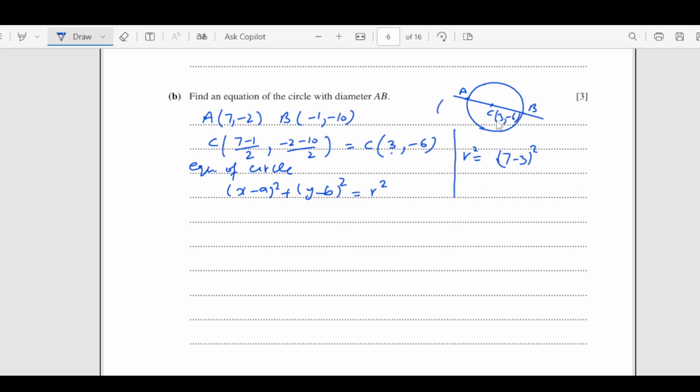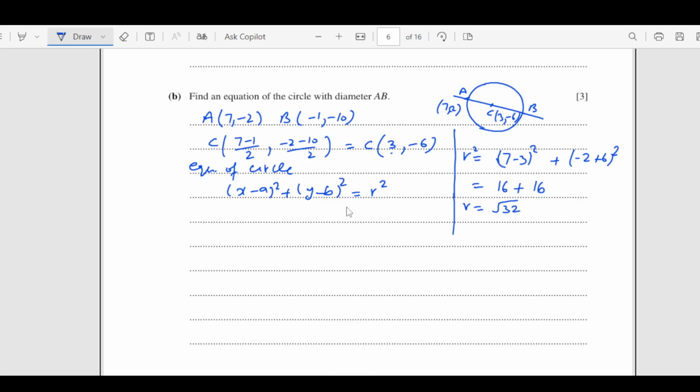So A we have here 7 and -2. We are looking for this distance A to C: 7 minus 3, then plus -2 minus -6, that will become +4 and squared. So this is 7 minus 3, 4 squared is 16, plus 6 minus 2, 4 squared, 16 again. So this is 32. r squared is 32 and r will be square root of 32.